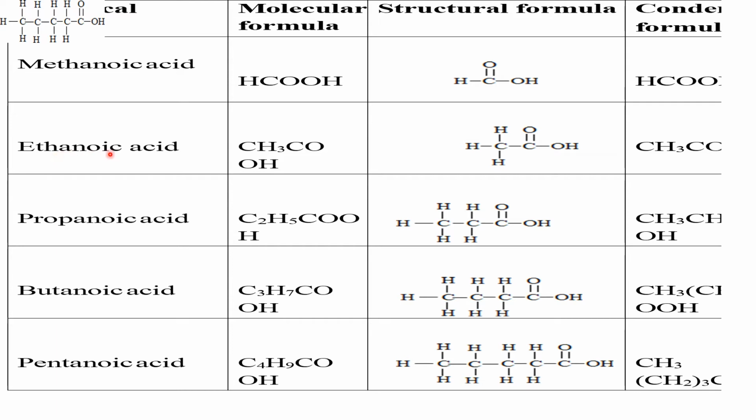Then we have ethanoic acid, which is expected to have two carbon atoms, and indeed it has two, this and this. And the bonding involved is this, where we have the functional group, which is bonded to a carbon, and the carbon is populated with hydrogen. So the same manner follows in all the acids.